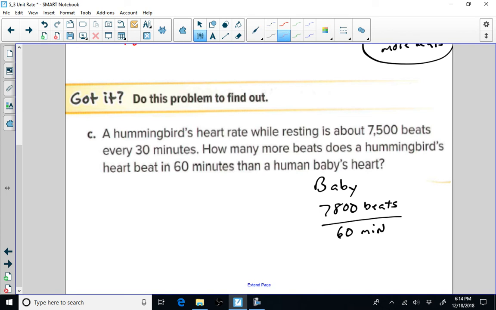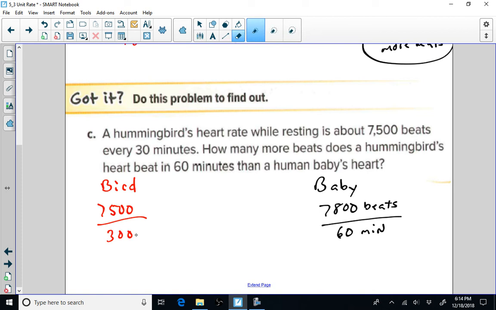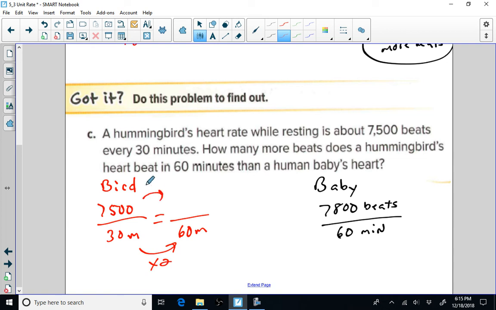So let's figure out the hummingbird. The bird is 7,500 in 30 minutes. We make an equivalent ratio for 60 minutes. That would be times 2. So that's times 2. 7,500 times 2 would be 15,000 beats.